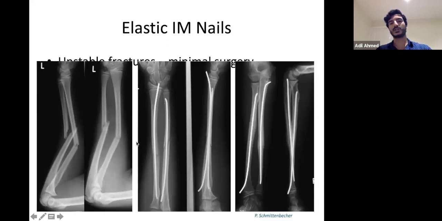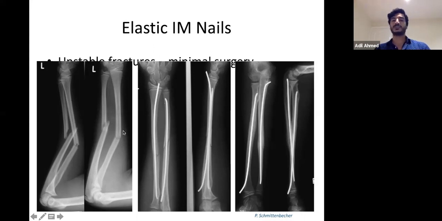Even if we try to reduce it by closed means, it may work, and you're able to put these elastic intramedullary nails or rods in. These elastic nails, normally 2 millimeter or 1.6 millimeter, are inserted just proximal to the radial styloid here, growth plate, and just distal to the proximal ulnar growth plate here.